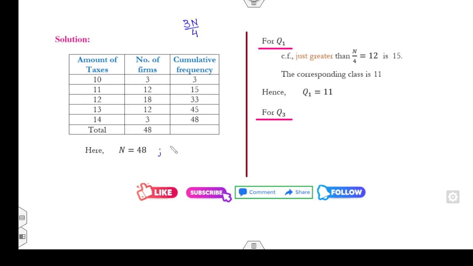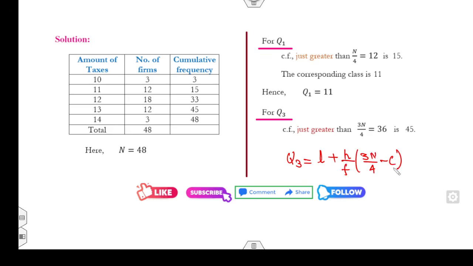So can you calculate the 3n/4? 3n is my 48. That will be 36. Now you can see the cumulative frequency which is just greater than 36. Can you find the cumulative frequency which is just greater than that? That is my 45. Fine. So once you find the cumulative frequency is 45, again you can apply the formula L plus H/F (3n/4 minus C). So clearly H will be 0.